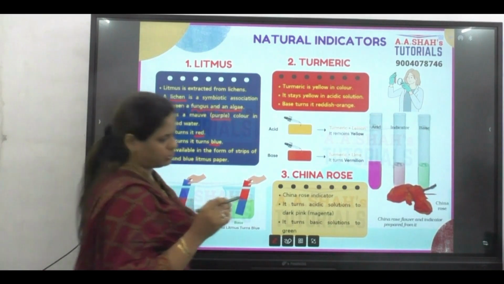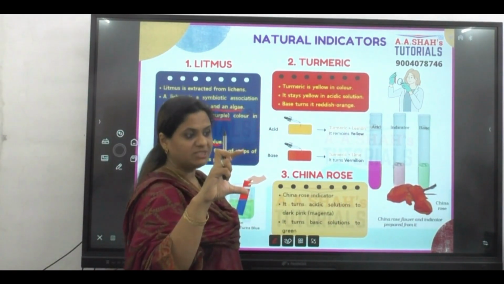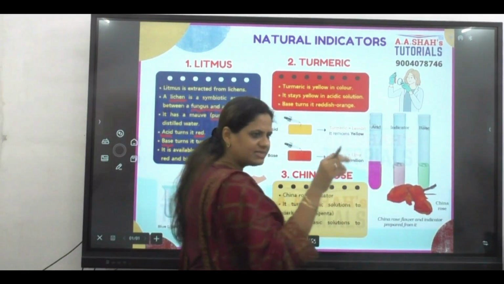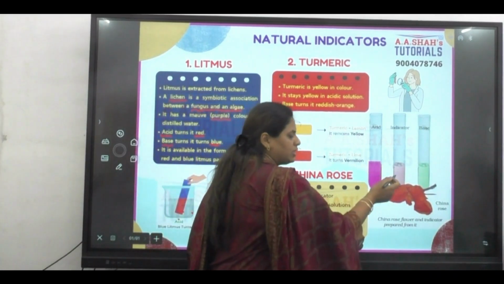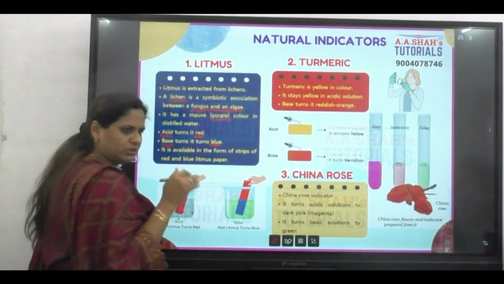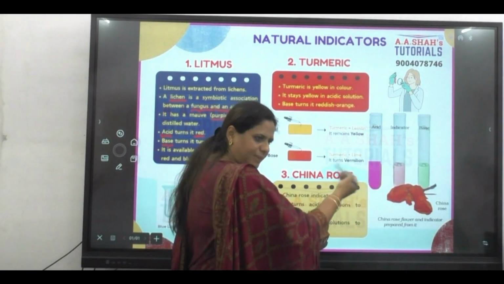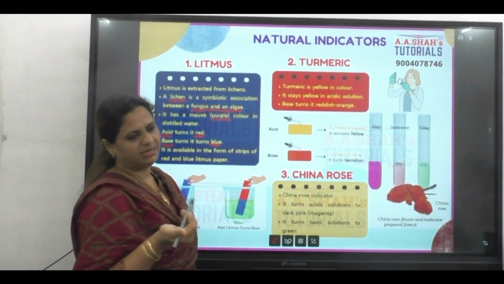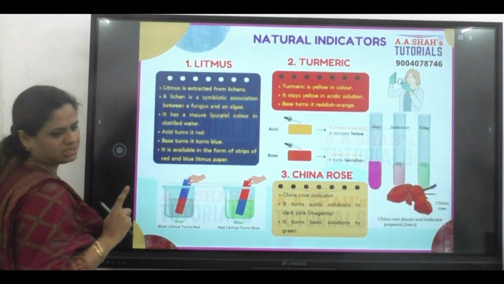Third is China rose. China rose is this flower. China rose petals are used to make a solution which is an indicator, a pinkish solution. The petals are dissolved and made into a solution. If you add acid into this solution, it will turn pink. So acids turn pink and bases turn green. So this is also a natural indicator. These are the three natural indicators which we have seen on this screen.